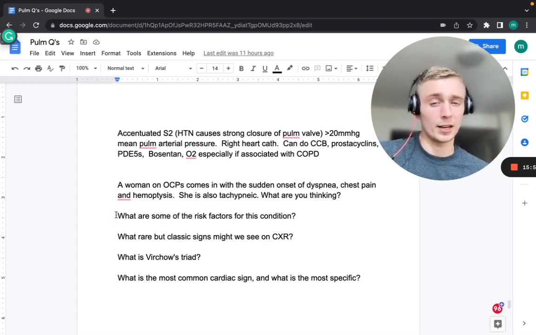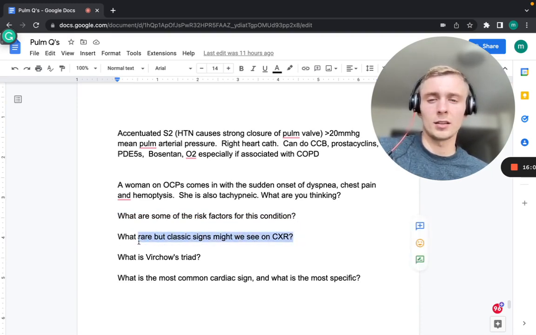What are some of the risk factors for this condition? We already named a few, but what are some more? What are rare but classic signs you might see on chest x-ray? There are two main classic signs on chest x-ray that we should know here.